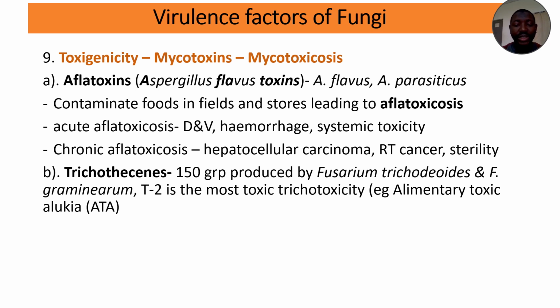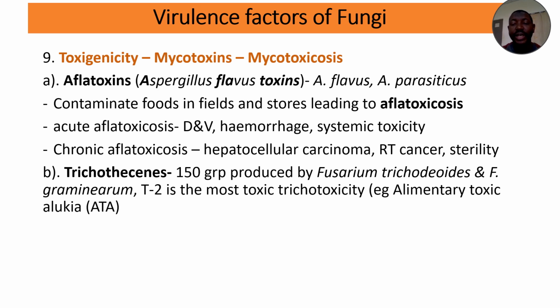of the toxic effect. Now, another important mycotoxin group is the trichothecene mycotoxins, which are produced by Fusarium trichodioides and Fusarium graminearum. There are about 150 trichothecene mycotoxins that are produced. The most important one among them is the T-2 toxin, which causes trichothecene toxicity. An example of this toxicity is the alimentary toxic aleukia.